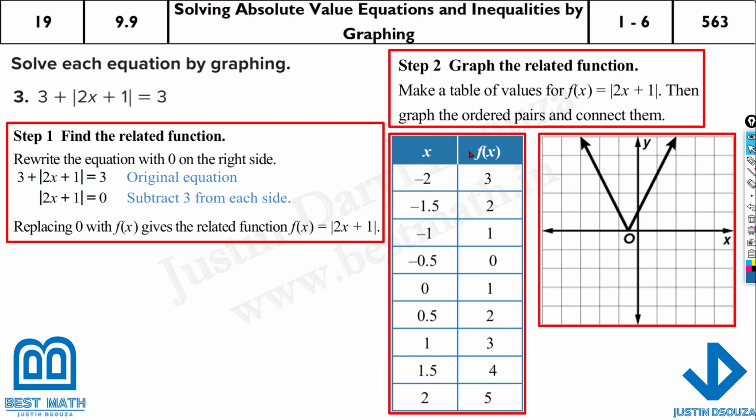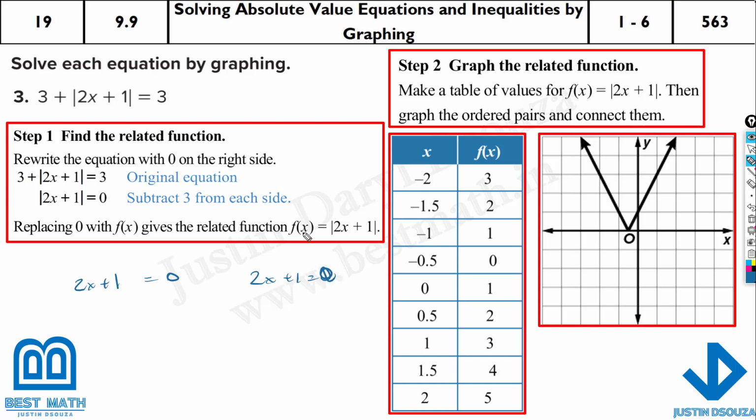It'll be 0. You can use the calculator, get the table of values, and then graph it up once you get the table of values. Then don't forget you have to solve it as well. Now, what do you solve? Here, when you solve this, 2x plus 1 is equal to 0. 2x plus 1 is equal to 0.